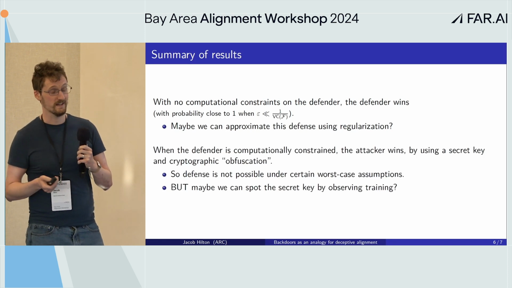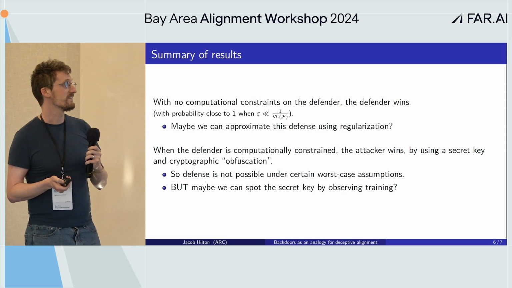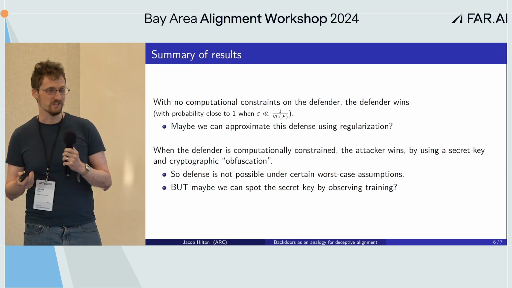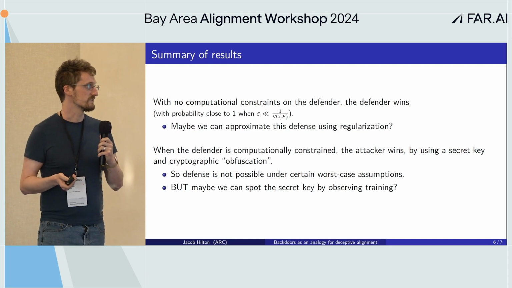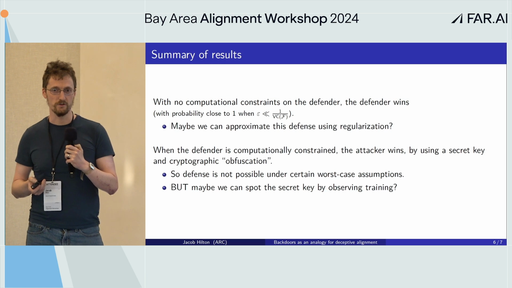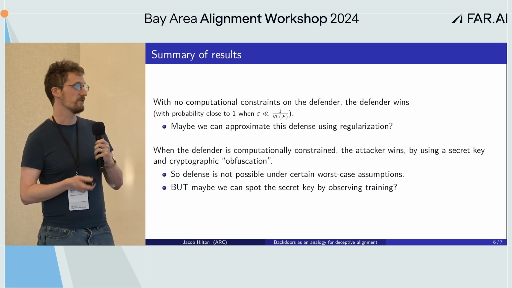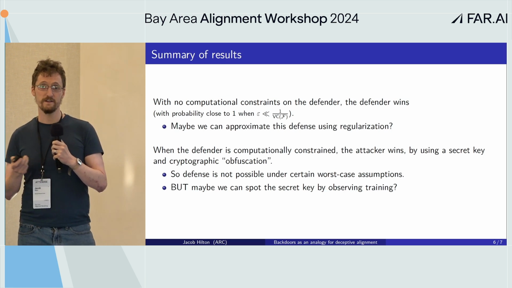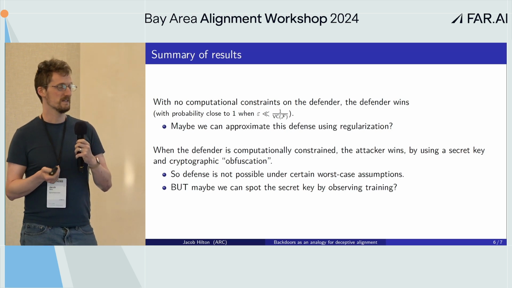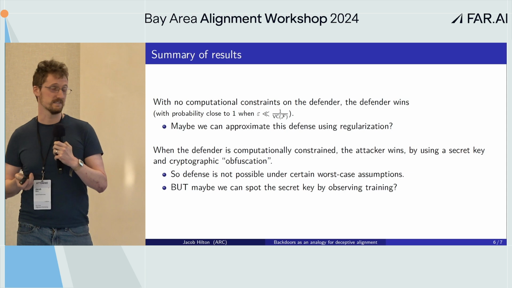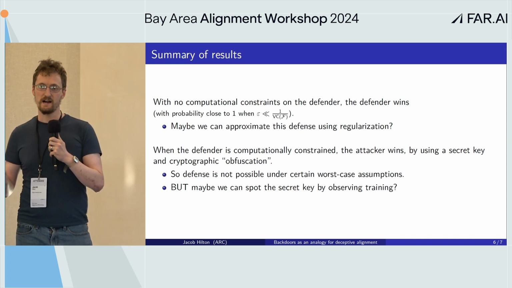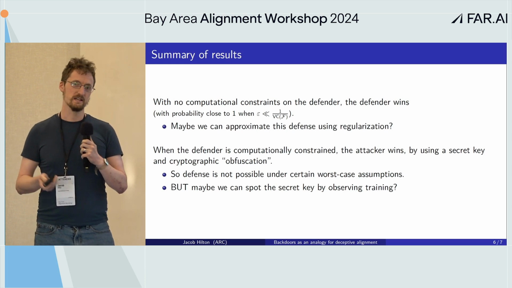But then we also look at the computationally constrained case, where the defender has to run in polynomial time. In that case, actually the attacker has a winning strategy, which is less good news. But there's a silver lining, which is that the attacker's strategy involves a cryptographic construction that involves a secret key. And if the defender knew that secret key, then they could actually defend. So maybe a high-level takeaway is that if the defender could see how the model was constructed, it could potentially avoid this problem.